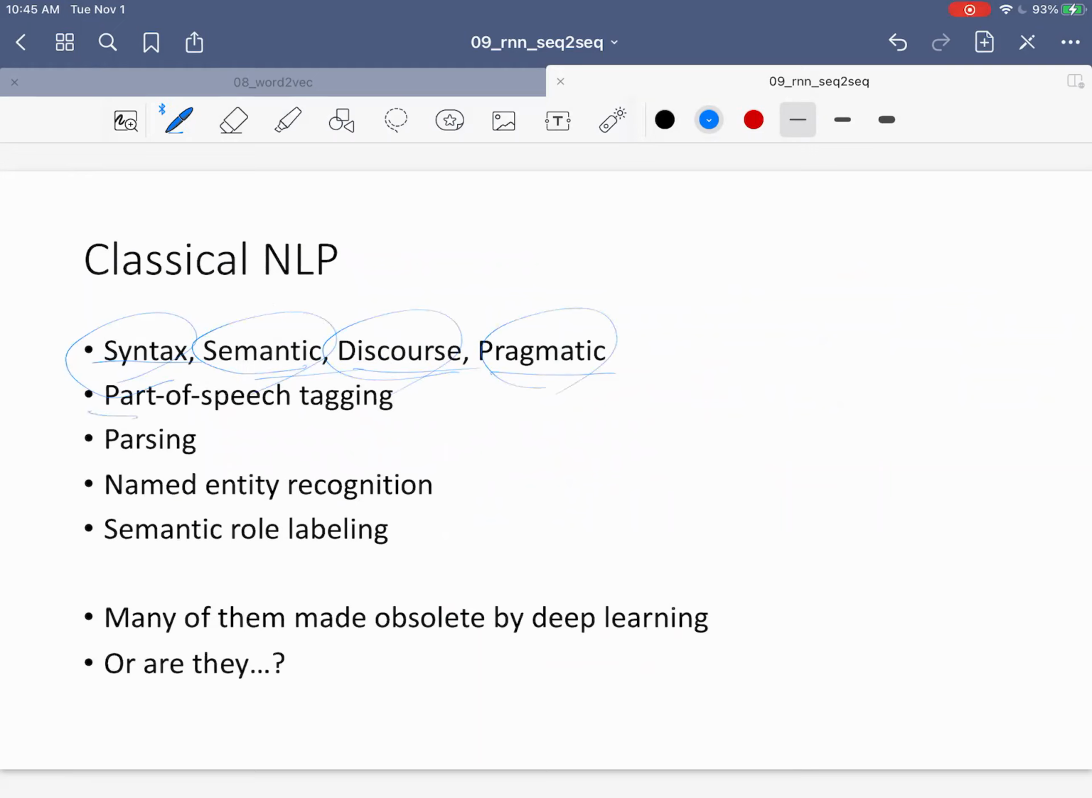You start with, and you have a bunch of tools to analyze at different levels. In order to analyze the syntactic level, you need to first do part of speech tagging and parsing. In order to do semantic level analysis, you need to do named entity recognition and semantic role labeling. Further, in order to do discourse, you need some other tools. In order to do pragmatic analysis, you need another tool. There are always different tools for doing different levels of analysis, and all these are made obsolete by deep learning.